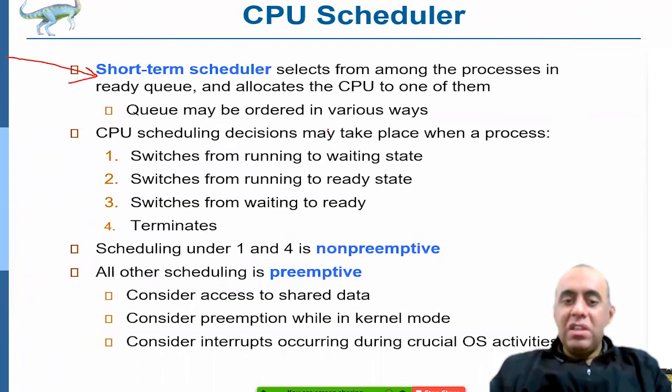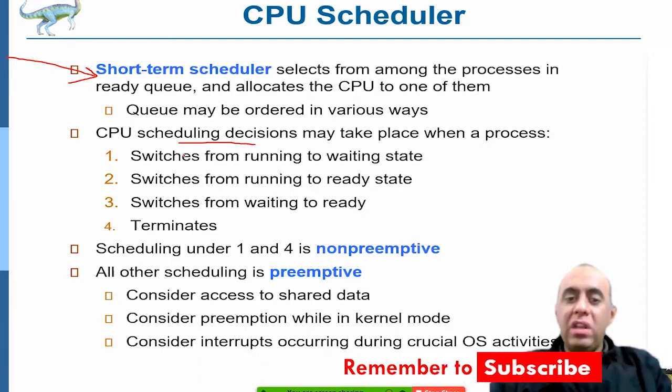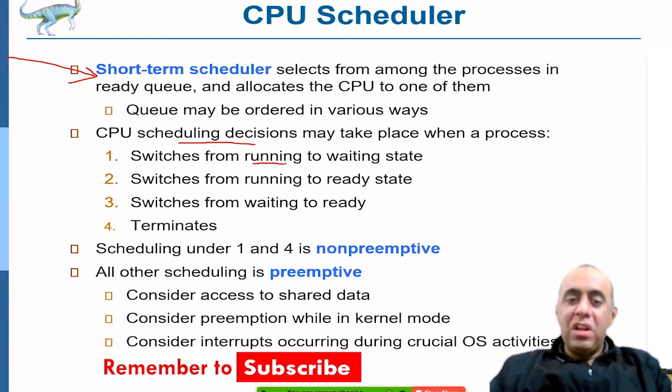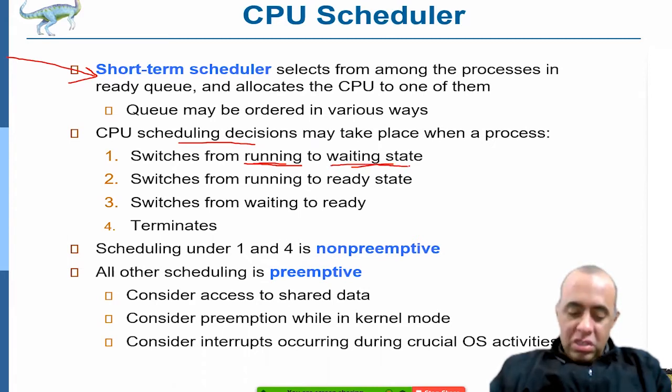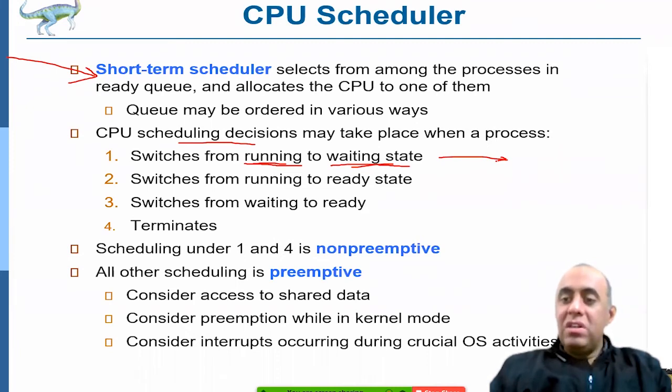And CPU scheduling takes place, or the decision taken by CPU scheduler takes place, when a process changes state from running to waiting. That means when a process was inside the CPU, running, and it executed an IO instruction, which forced it to go into waiting state. It means that your CPU is now free and does not have any process inside of it. So the CPU scheduler needs to select a process from the ready queue and send it into the CPU.